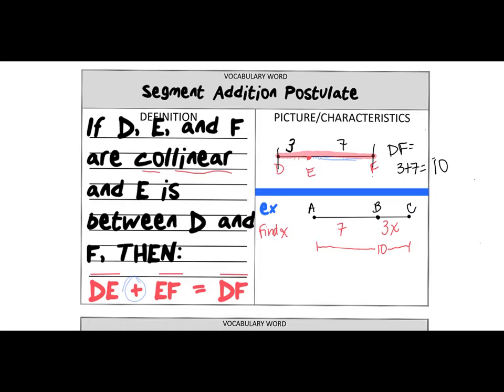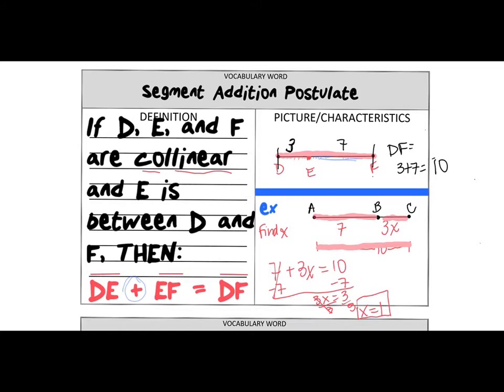So the way you would do this is you would set it up as an equation. The segment addition postulate says you can add the two parts, so this part plus this part, and it equals the whole shebang, which is the 10. Set that up as an algebraic equation. So 7 plus 3x equals 10. And now go ahead and solve for x. And you'll get 3x equals 3. And your final answer is x equals 1.